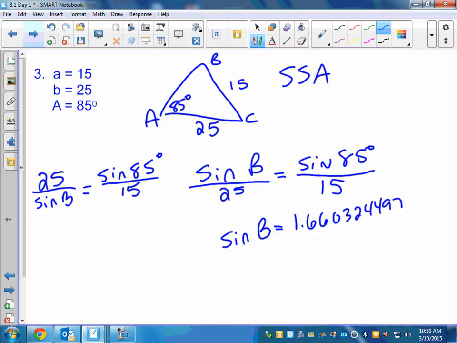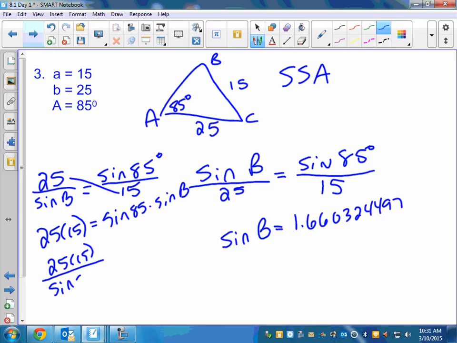Right? You have to get this sine of B out of the bottom, so you can't just like divide by 25. You could. This is where I would cross multiply. So you could say 25 times 15 equals sine of 85 times sine of B, and then you could take 25 times 15 divided by sine of 85, and that will equal the same thing that I got. No, but that's exactly what I did. Except I got like 300 and something. That's why I was like, oh, I'll just try to do it. Because I didn't write it like this.